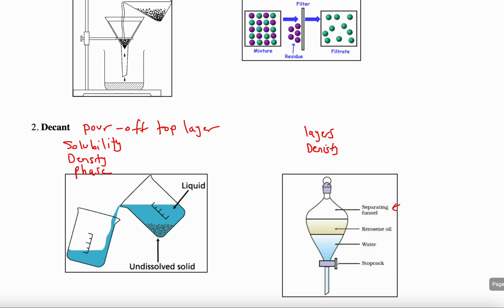So in this case, this uses gravity where we open the valve, and the bottom layer, the more dense layer, flows out the bottom, and then you turn the valve off, leaving the less dense layer. So we use this separatory or separating funnel to successfully remove the more dense layer.